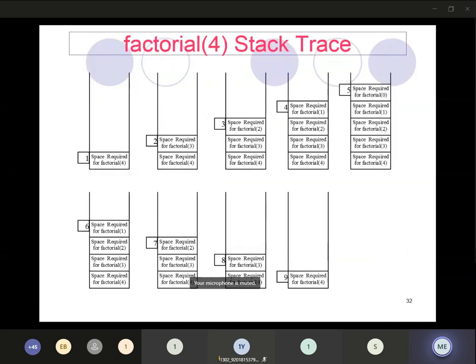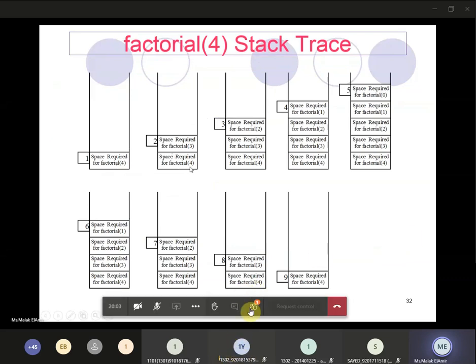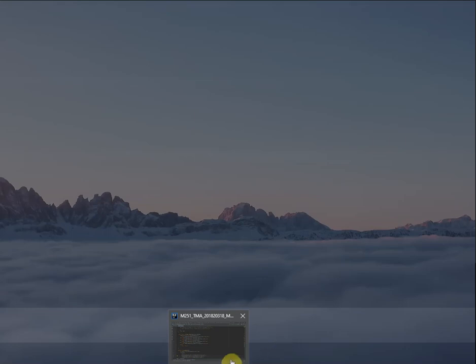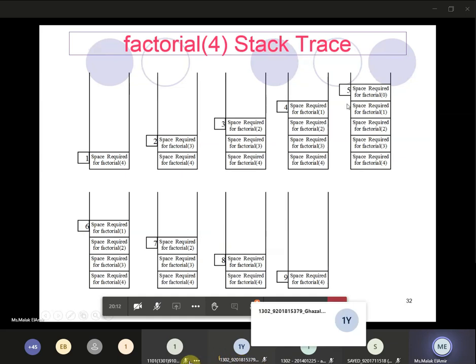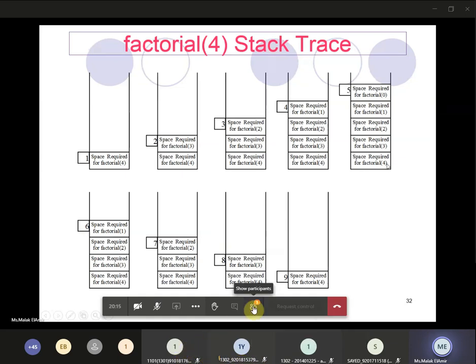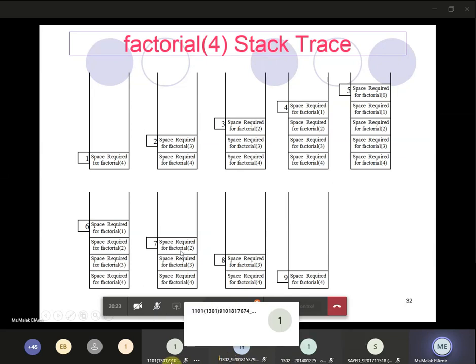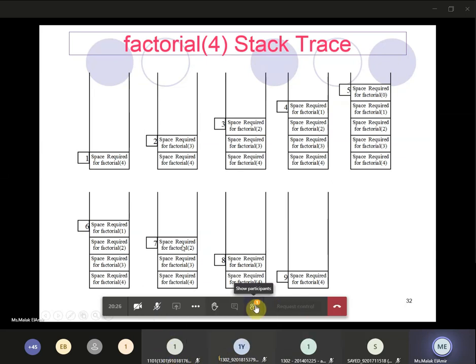So, next. First, the space required for factorial 4. Then the space required for factorial 4 and 3. Then factorial 4, 3 and 2. Then factorial 4, 3, 2, 1. Then factorial 4, 3, 2, 1, 0. Once I receive 0, I'm going to return 1. Then 1 by 1 in factorial 1, then by 2 in factorial 2, then 2 by 3 in factorial 3, that means it will be 6, then finally 6 by 4, which will be 24. Clear?